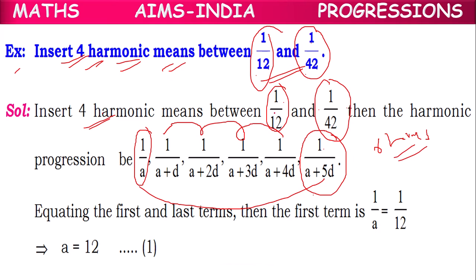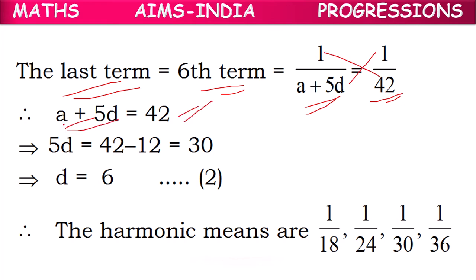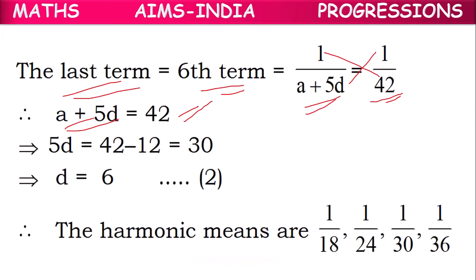If we equate them, 1 by a will be equal to 1 by 12. If we cross multiply, we will get the a value as 12. And if we take the last term, the sixth term, 1 by a plus 5d equals 1 by 42. If we cross multiply, a plus 5d equals 42. In the place of a, as we got the value 12, we can put 12, and when it goes to the right-hand side it becomes minus 12. 42 minus 12 equals 30.